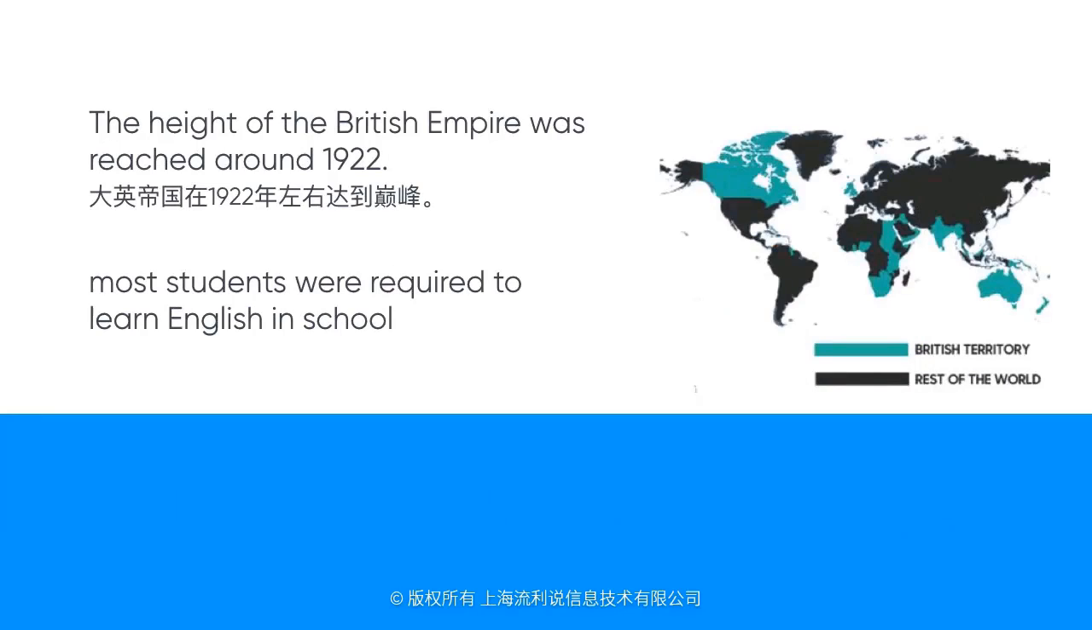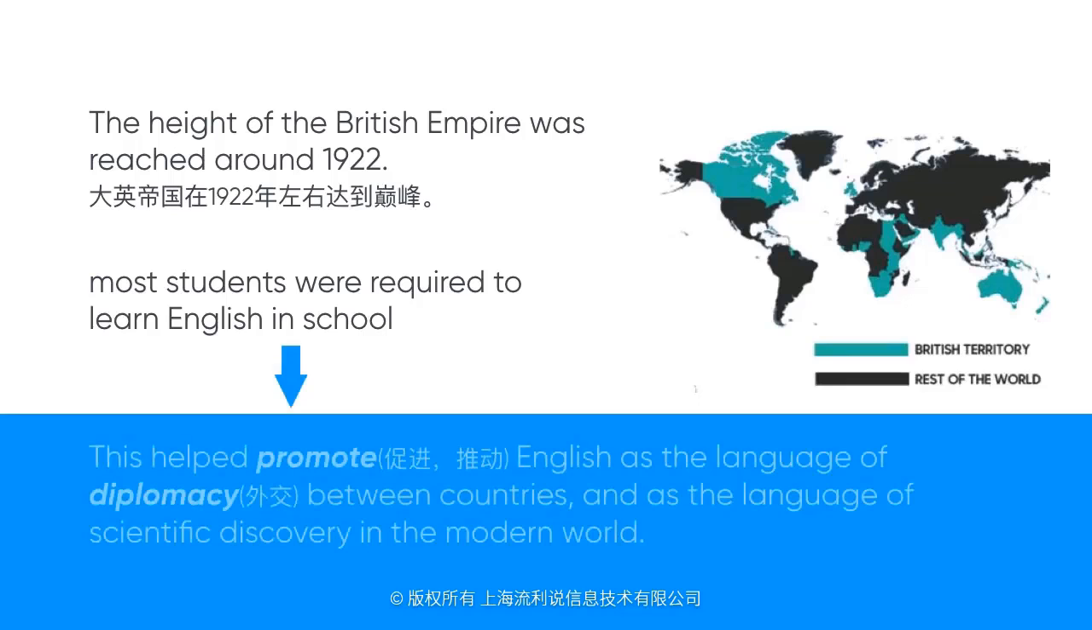The height of the British Empire was reached around 1922, when it ruled about 1/4 of the world's population. While not all the people living under British rule spoke English, most students were required to learn English in school. This helped promote English as the language of diplomacy between countries and as the language of scientific discovery in the modern world.